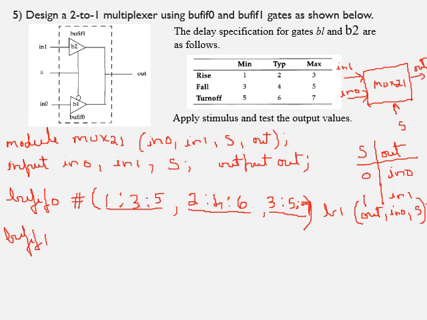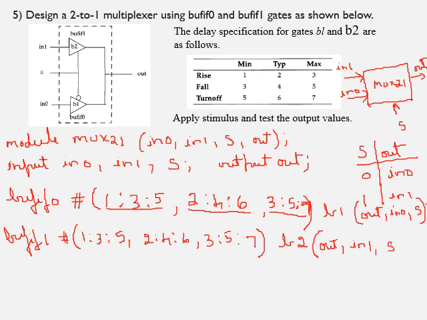Likewise, we'll write the instantiation line for bufif1 with hash. The minimum value is the same thing, 1:3:5, 2:4:6, and 3:5:7. B2: out is out, input is in1, and the control signal is the control line, followed by endmodule.